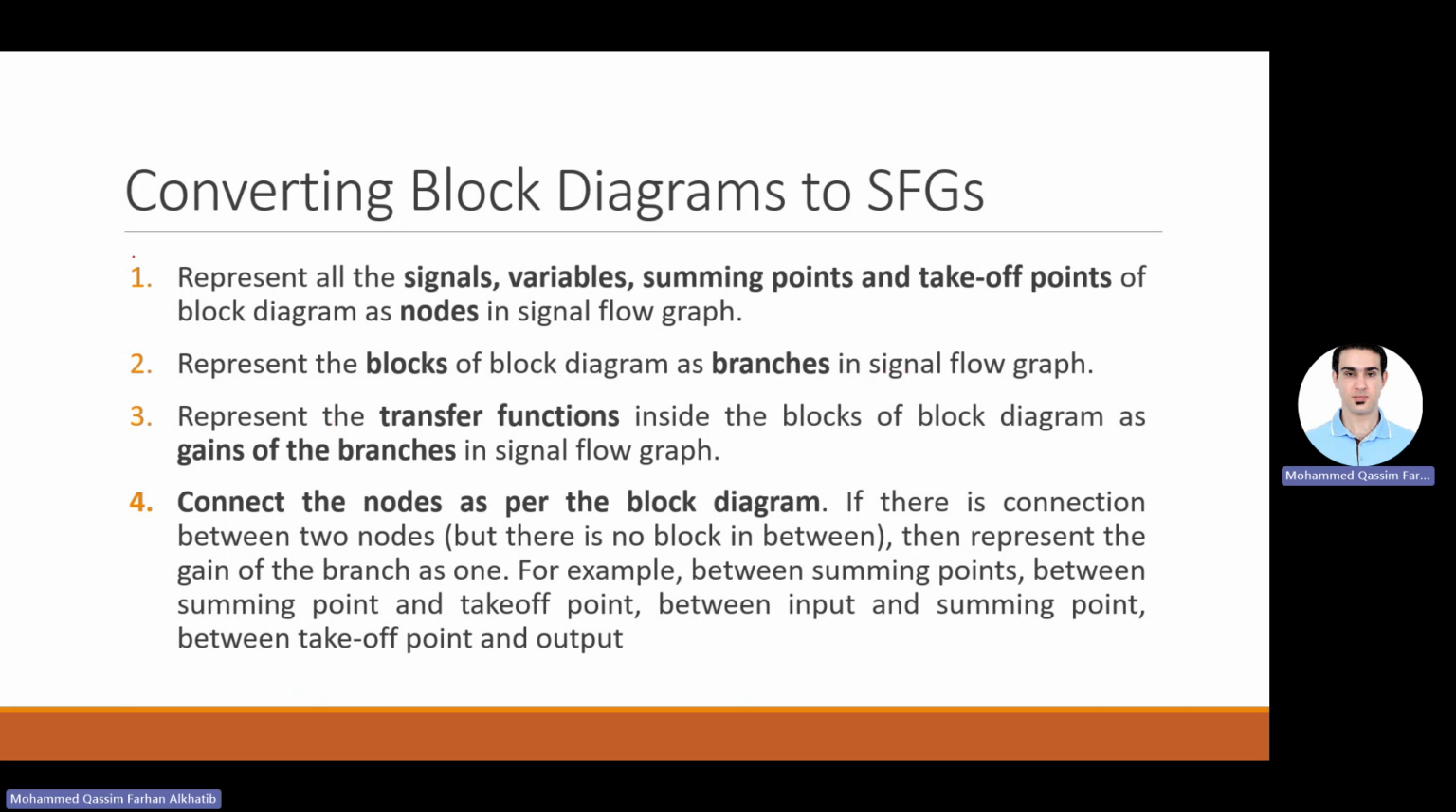So let's summarize everything. When we do the steps, it's pretty straightforward. We want to represent the transfer function as a signal flow graph by substituting all these elements with branches and nodes. So basically the block will be a branch; summing points, like here, and takeoff points will be nodes; variables will be nodes, and blocks will be branches.